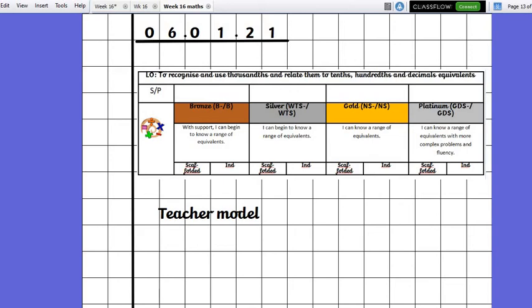It is Wednesday morning, and today we are looking at recognising and using thousands and relating them to the tenths, hundredths, and decimal equivalents. So thinking about what equivalent means: we have the same, equal. And remembering our place value of tenths, hundredths, and thousandths, thinking about what comes after the decimal point and knowing how many decimal places we have.